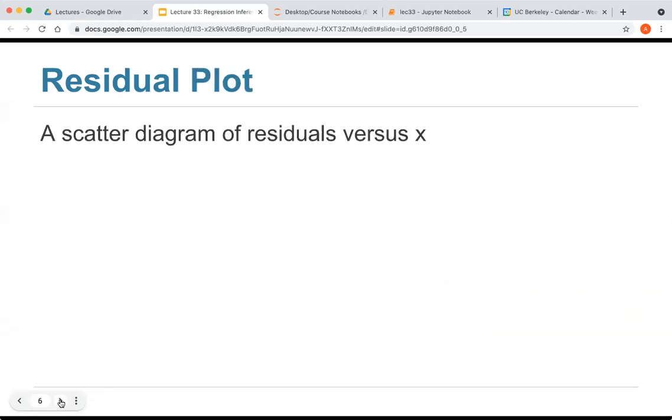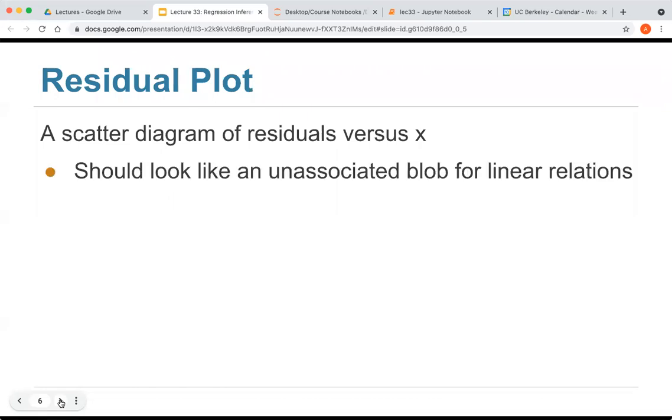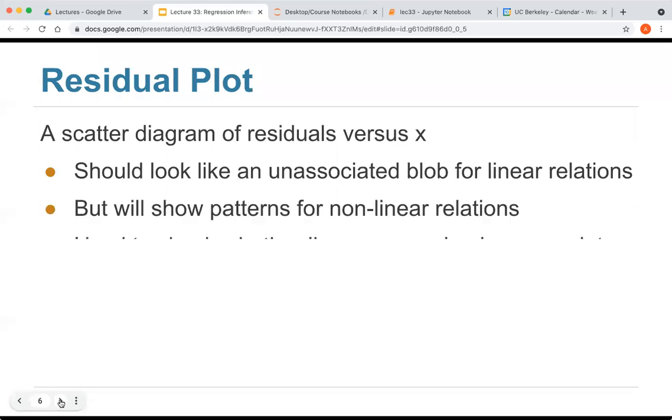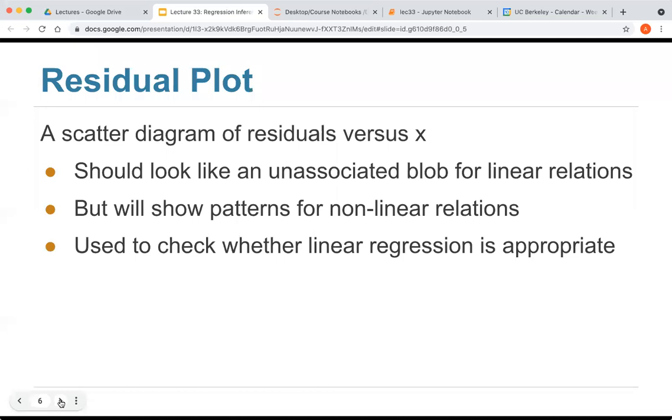And you saw last time that if you draw a scatter diagram of the residuals against the X variable, the variable that you are using in order to predict, then if your regression is good, this diagram should look like a blob, no pattern at all. If you have a nonlinear scatter diagram, then that nonlinearity will show itself very clearly on the residual plot.